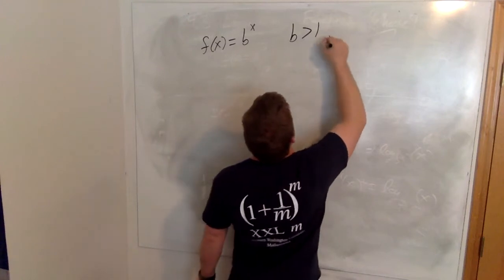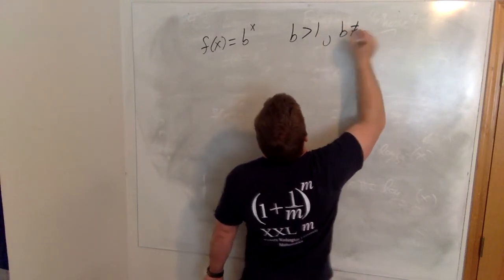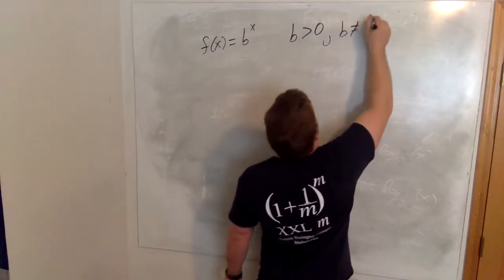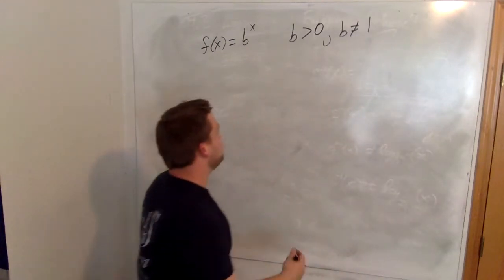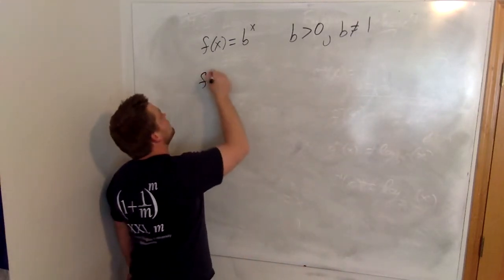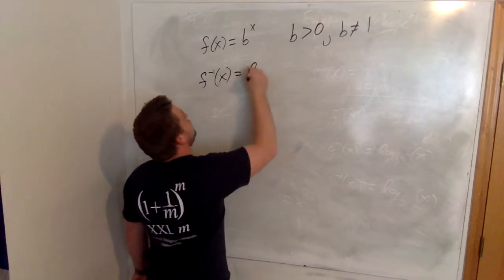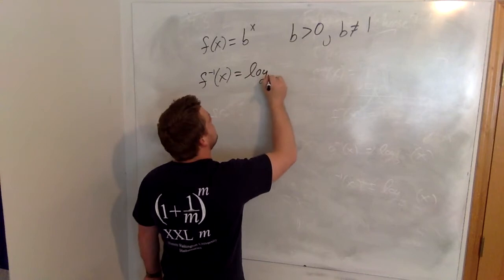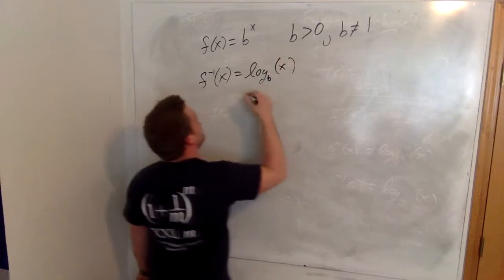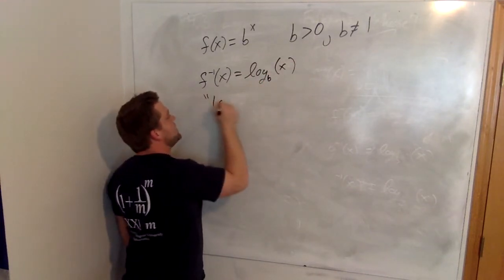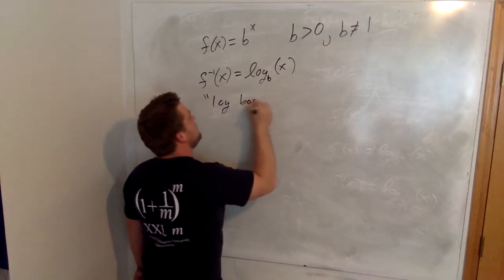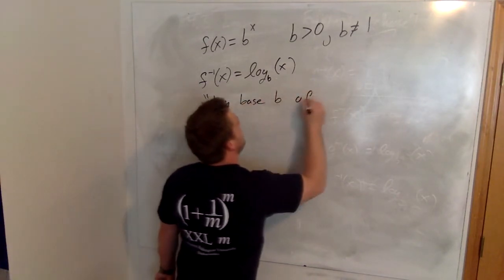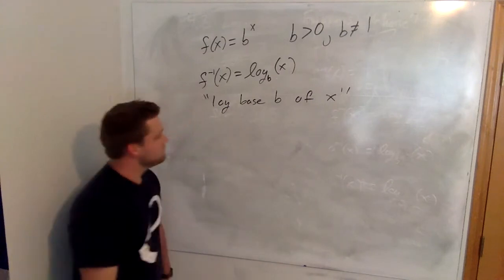B has to be greater than 0. B cannot be 1. We're going to choose to denote its inverse as log. That's just the symbol mathematicians decided to use. And then we'll put a little b here and an x. We read this as log base b of x.